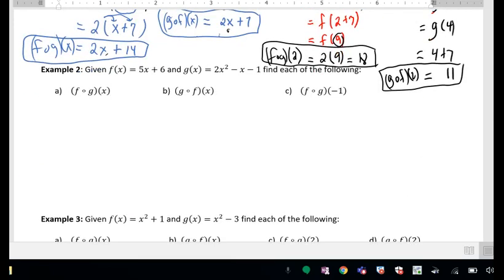Okay, let's try a couple more. So the first step is to rewrite this as f of g of x.